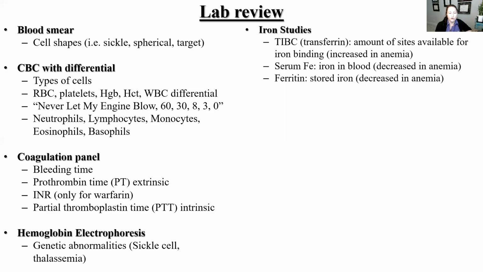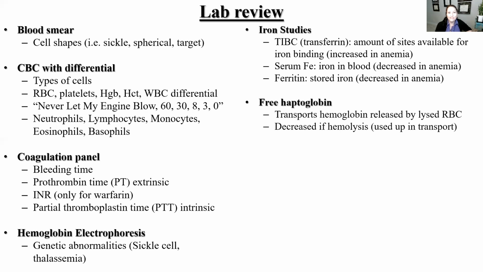Iron studies are going to be specific to our iron deficiency anemia. So TIBC, or total iron binding capacity, is also called transferrin. I want you to think about this one like seats on the bus. If we have a lot of seats available, that means they're not being filled with iron. So in somebody who has an iron deficiency anemia, they're going to have a lot of seats available on their bus. So your TIBC will always be elevated if you have an iron deficiency anemia. Serum iron is the iron in the bloodstream, and then our ferritin is our stored iron. Both the serum iron and the ferritin will be decreased if we have a patient with iron deficiency anemia.